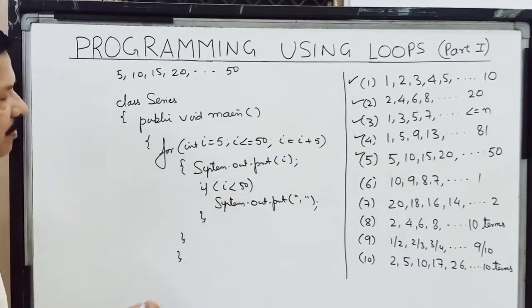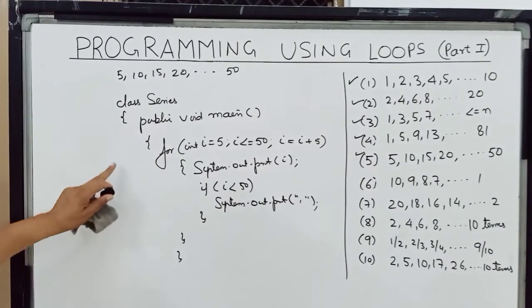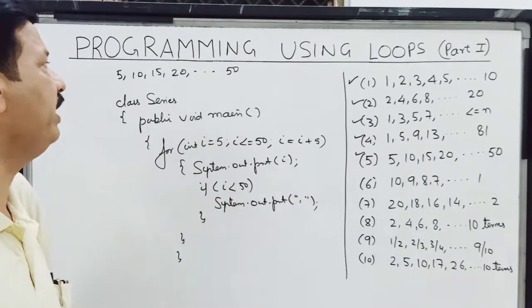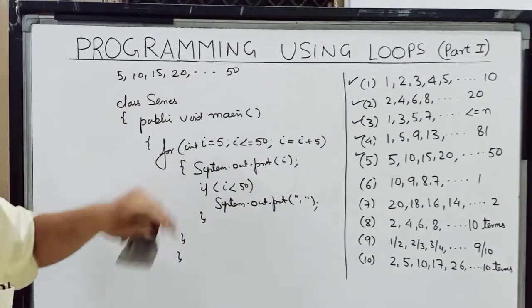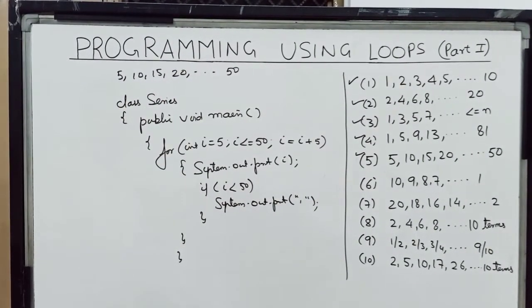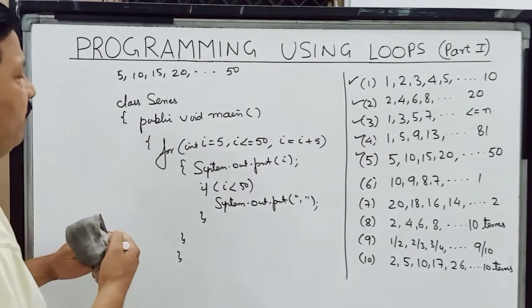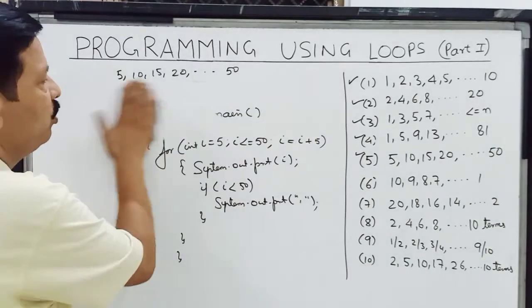For loop, method, close. So children, this is the series. This is the fifth series, 5, 10, 15, 20, which is getting printed over here. Now we come to the sixth series, children. Sixth series I am going to do.